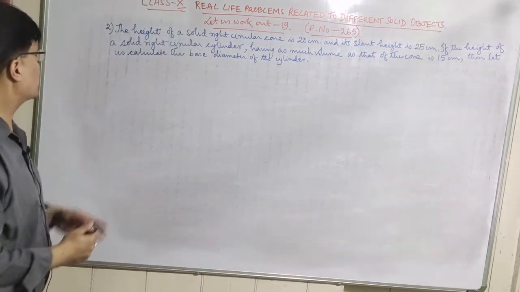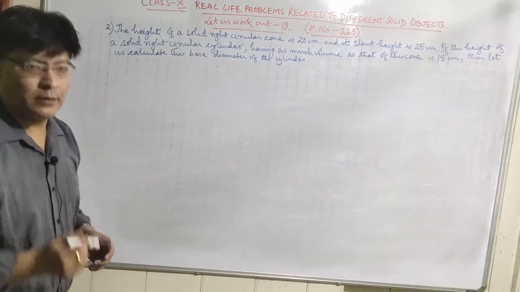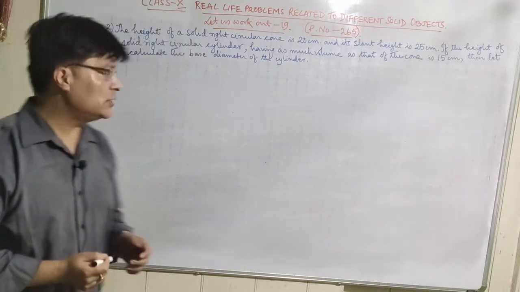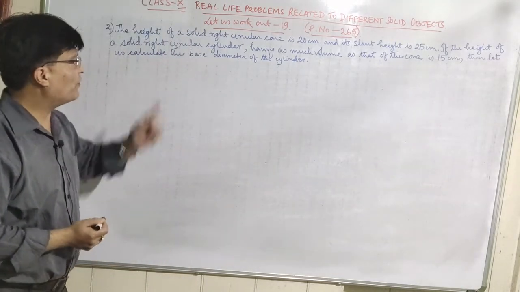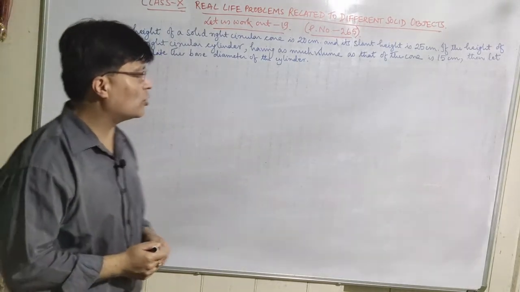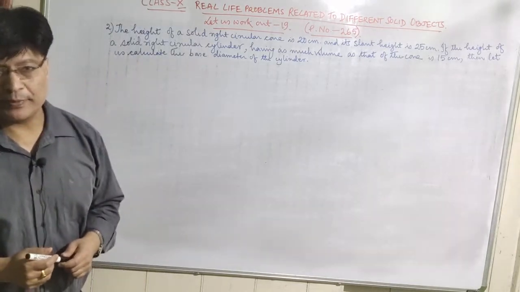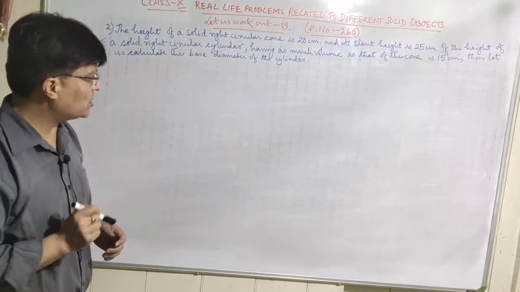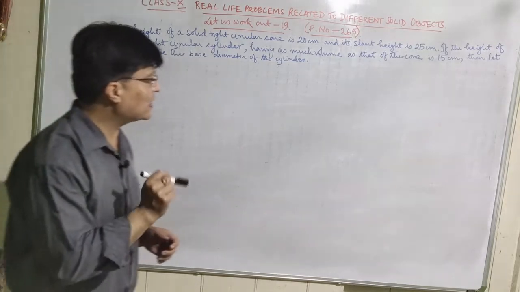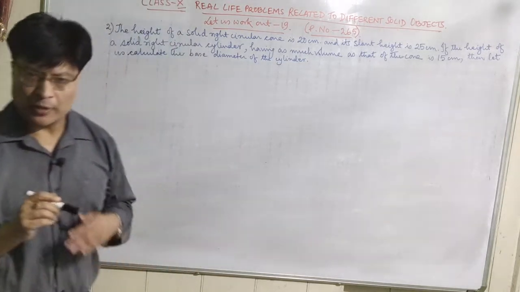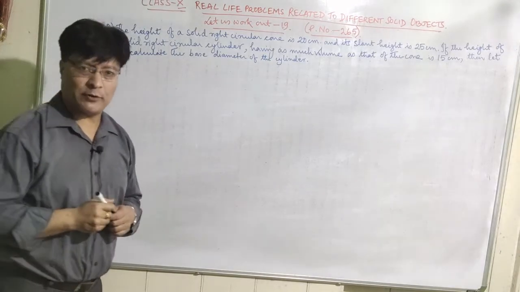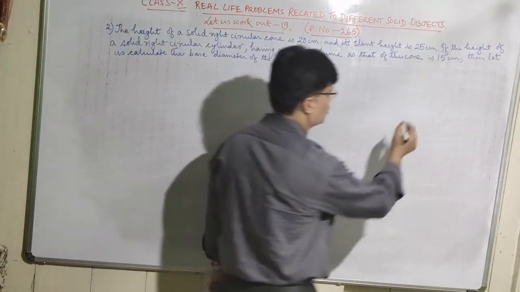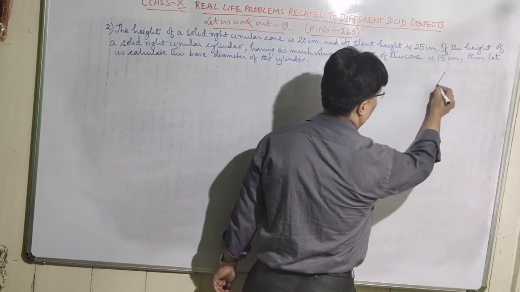So now we'll do the next question, that is question number 2. Question number 2 here is: the height of a solid right circular cone is 20 centimeter and its slant height is 25 centimeter. You know the shape of a cone, isn't it? So let us draw the cone out here.